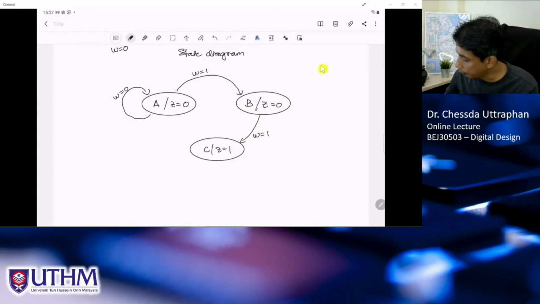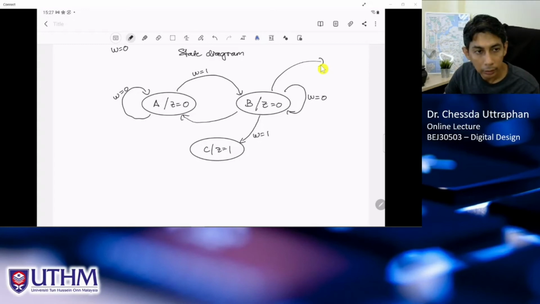What if W equals 0? Whether we want to stay here, or we go to another state, or we go back to state A, it depends on what we want. So in this case, we need to check if W equals 0, whether correct or not. Let's see, if W equals 0, we stay here.